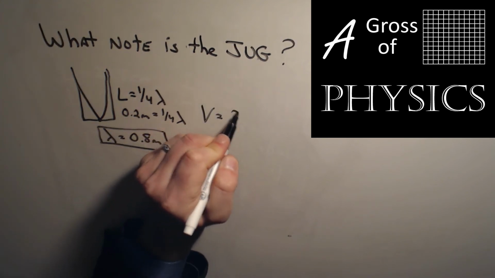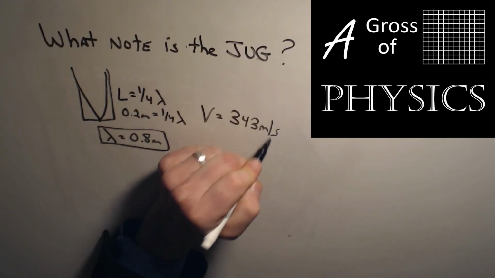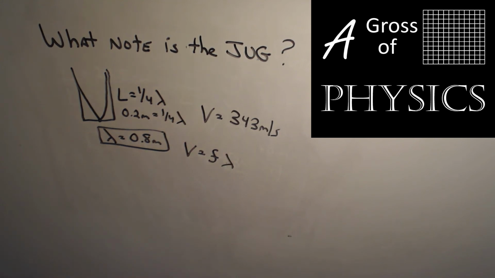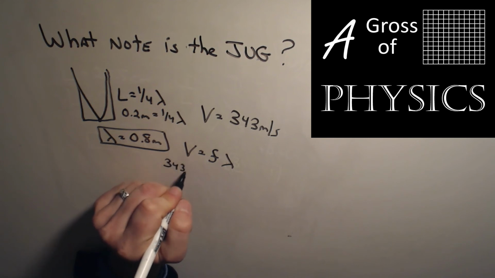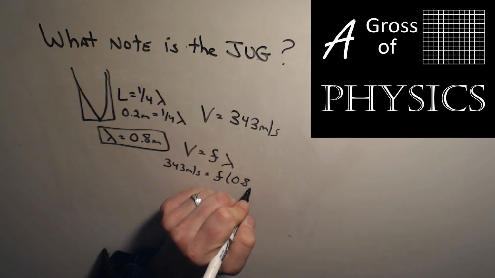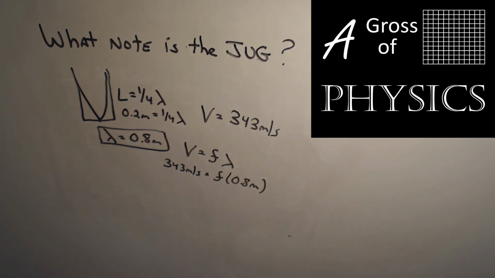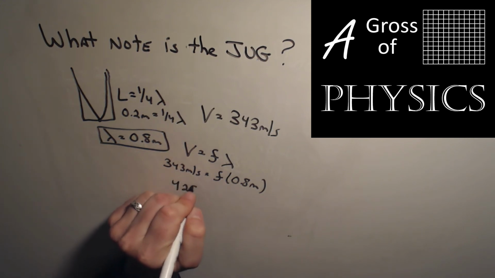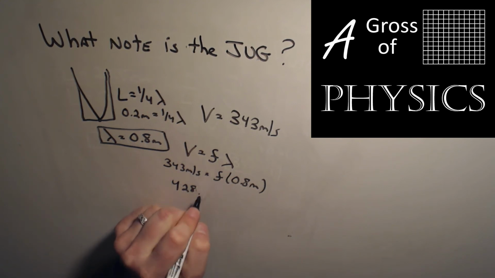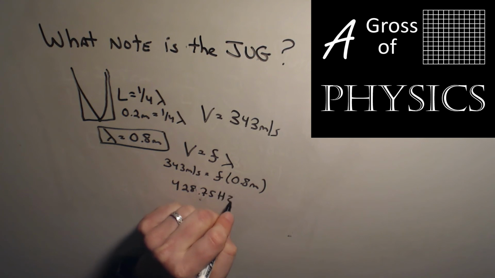Now V, still 343. We're at room temperature. And if we do V equals F lambda, we'll be able to find the frequency. So 343 equals frequency times 0.8. 343 divided by 0.8, I'm getting 428.75 hertz.